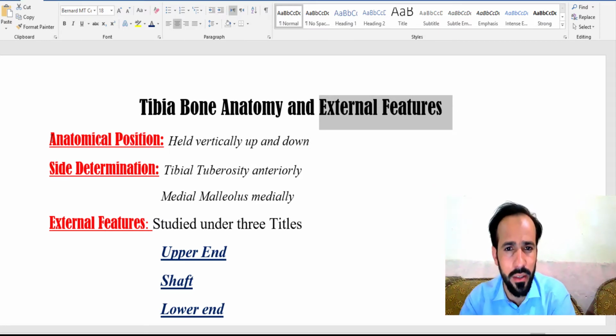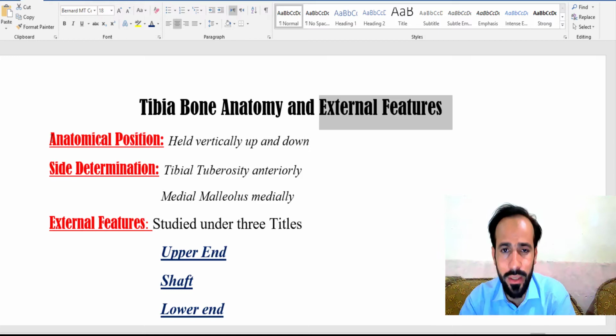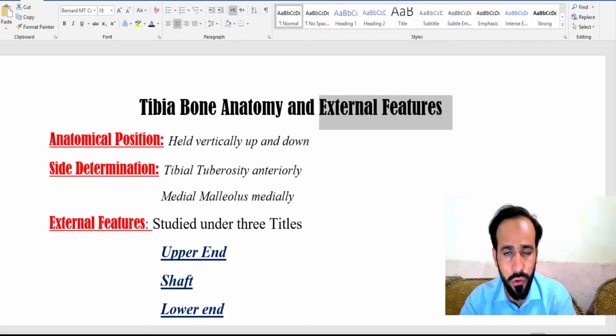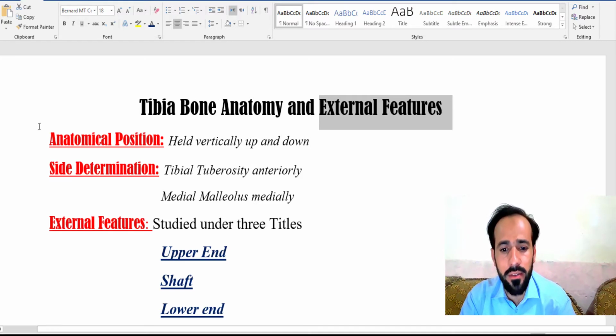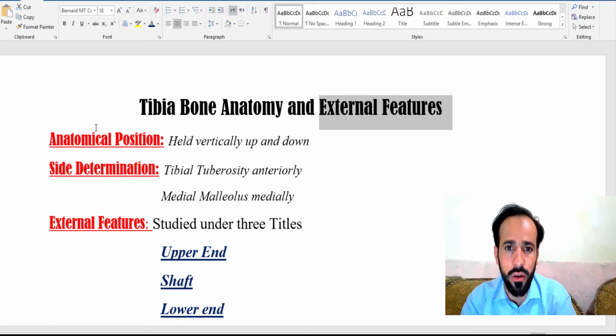So the tibia is the anterior medial bone of the leg. It is located vertically, right? The tibia bone is located vertically. It has an upper end, it has a shaft, and it has a lower end, as the tibia bone is also a long bone, right? So it has an upper end, a lower end, and a middle shaft, which is also called the diaphysis, as I have discussed in the anatomy of the long bone, right?